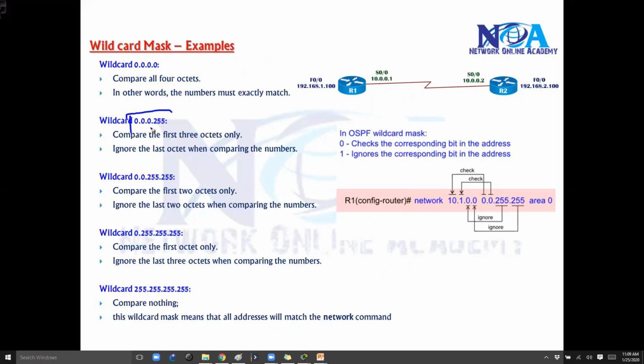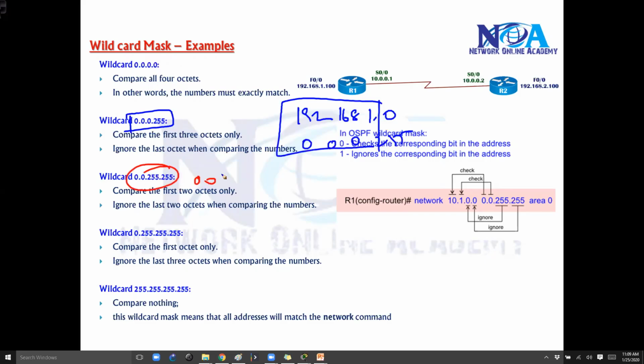So when you're writing 0.0.0.255, if I write 192.168.1.0 with 0.0.0.255, it means it's going to advertise all the addresses matching the first 3 portions. If I'm writing 0.0.255.255, it means matching the first 2 portions. If I'm writing just 0.255.255.255, matching the first portion only. Like in this example, it matches the first 2 portions. In this example, it matches only the first portion.